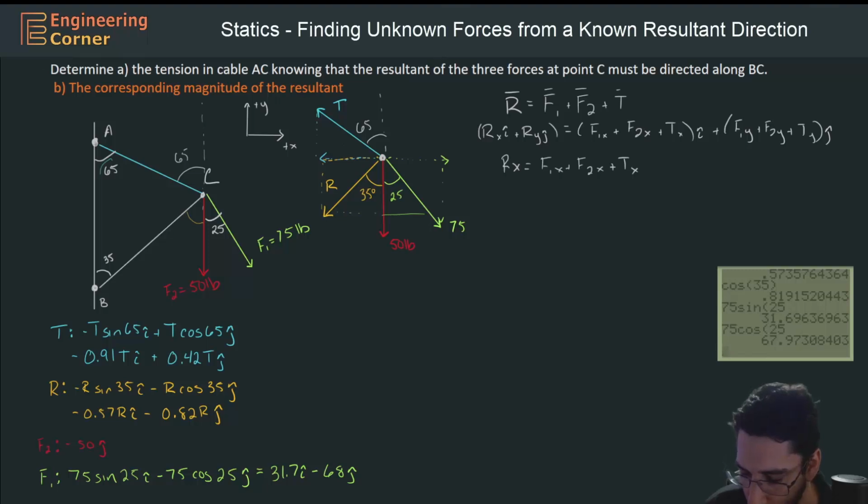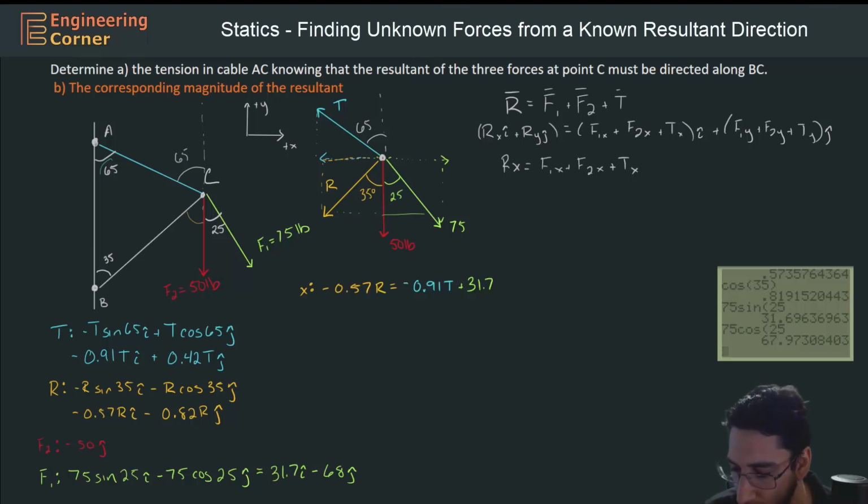So when we do that, we're just going to take all our i terms. So we'll do x first. So we'll have minus 0.57r is equal to minus 0.91t. F2 doesn't have anything. And then we'll have plus 31.7, just a number. So 31.7.